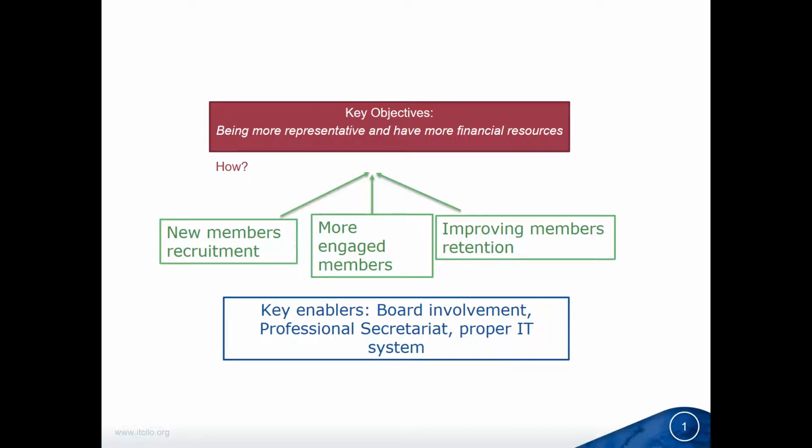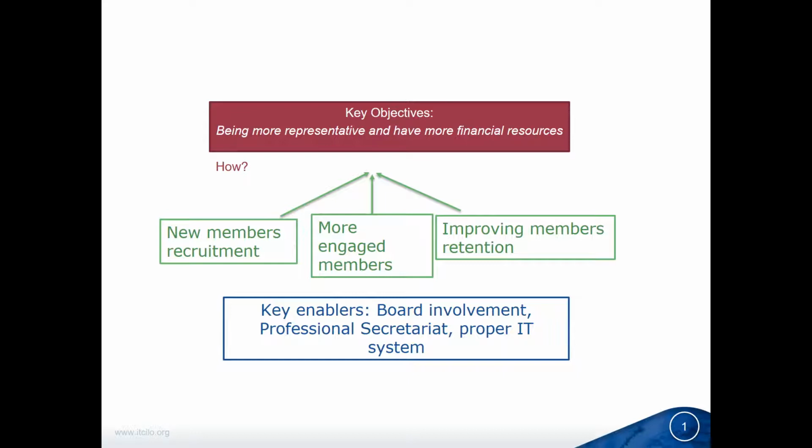If we think about the strategy, the key objectives are to be more representative and have more financial resources. And we should reach those objectives through three main pillars that are the so-called intermediate objectives. This is to recruit more members, so new member recruitment, to improve our members' retention because we want our members to pay their membership fees, and to have more engaged members, so members that access our services, that pay for our services, that are happy about our services.